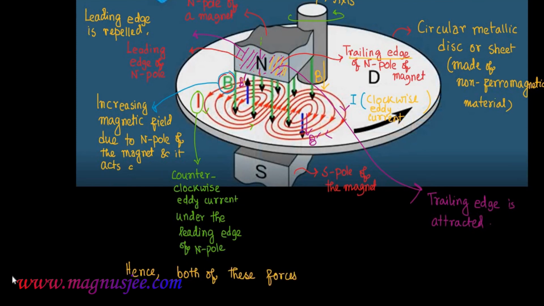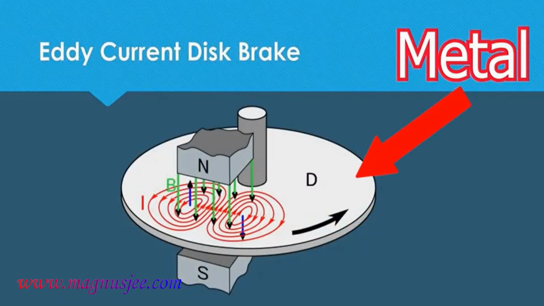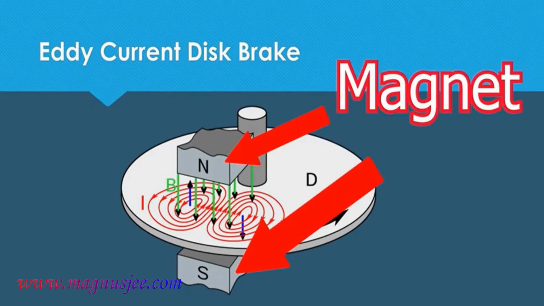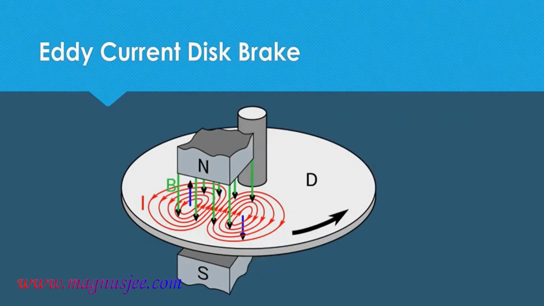Hence, both of these forces, repulsive force and attractive force, oppose the motion of the metallic disc. Both of these forces oppose the motion of the metallic circular disc. And in this video, obviously this is the metallic disc, and these are the North Pole and South Pole. Between this North Pole and South Pole, the circular metallic disc or sheet rotates about its own axis.